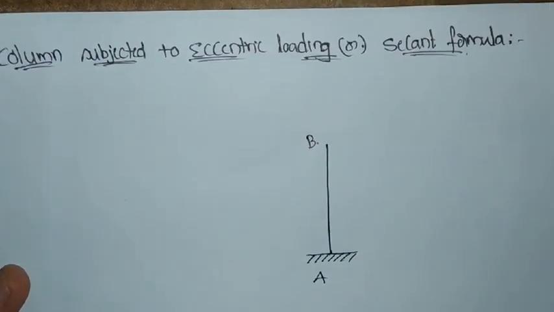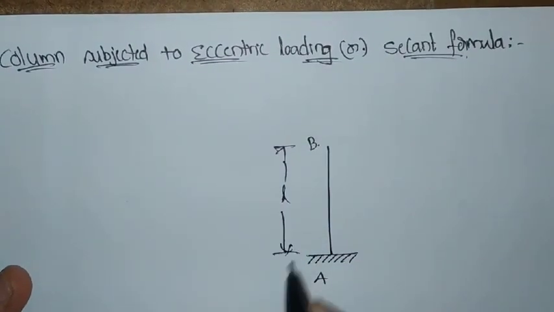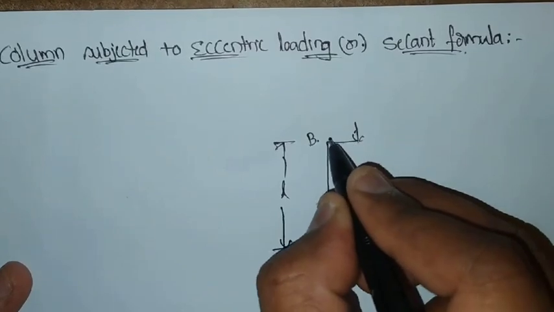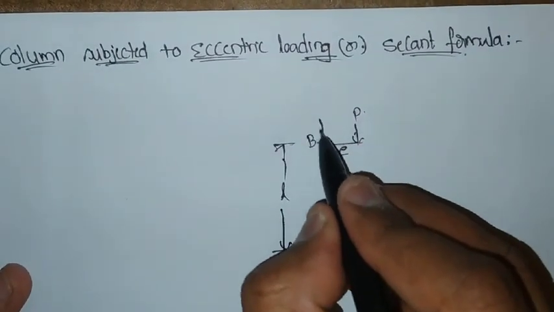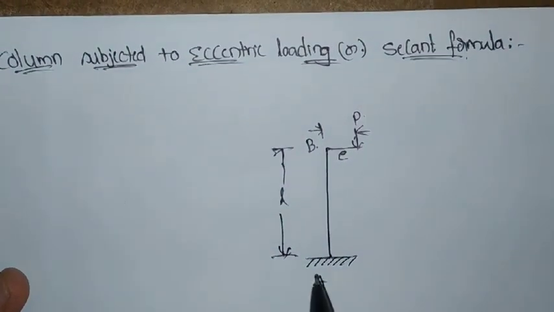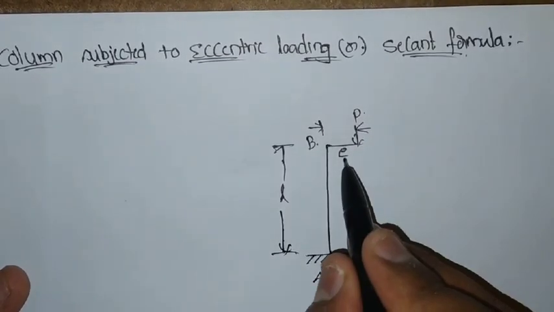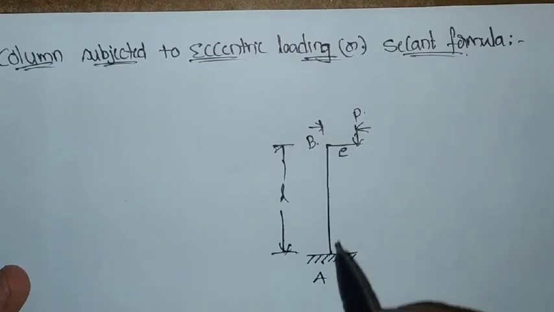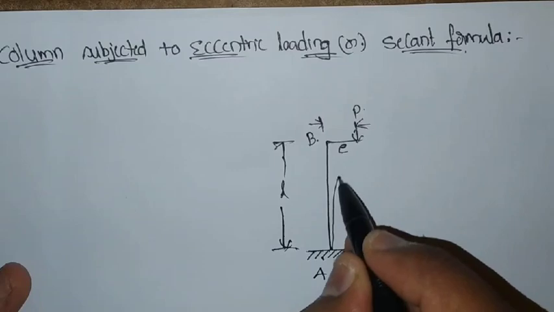We take a column AB of length L. The load is acting at a distance, an eccentricity of e, which we pick up. So from here, the load is acting at an eccentricity of e. Same as before, one end is fixed and the other end is free. If eccentricity e acts on this column, it is going to make some sway. That is, if the load is acting here, it gets a sway effect.